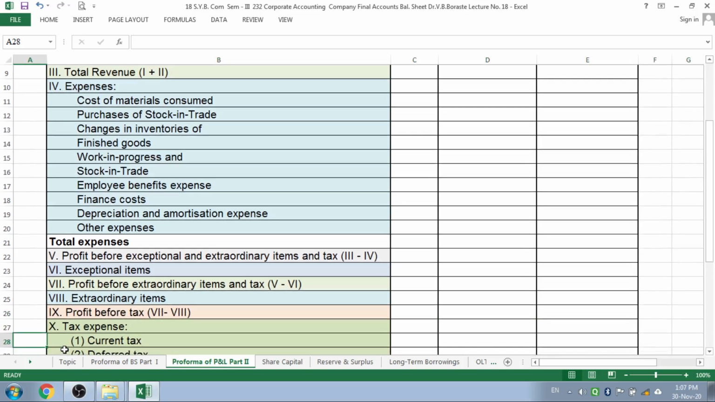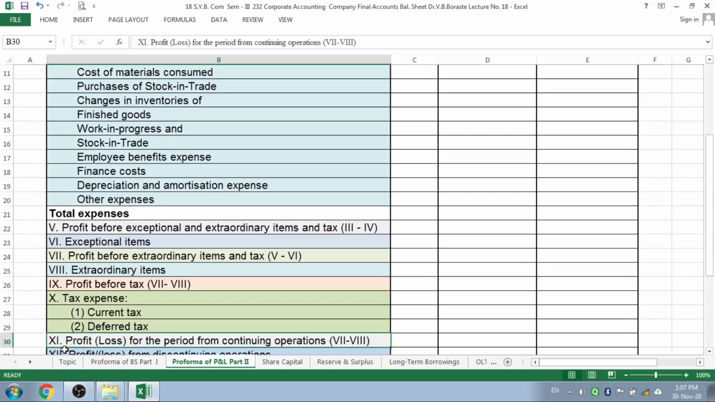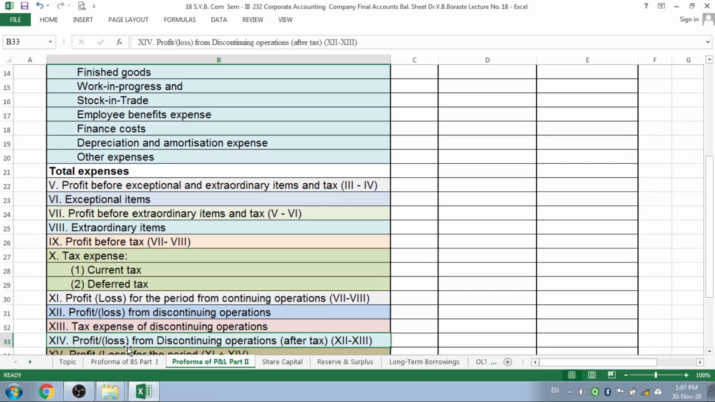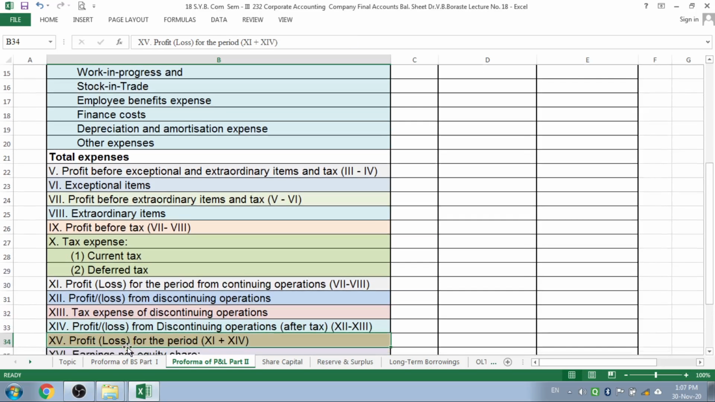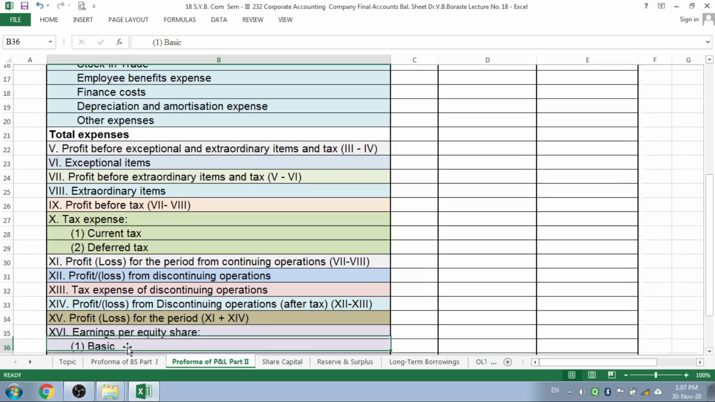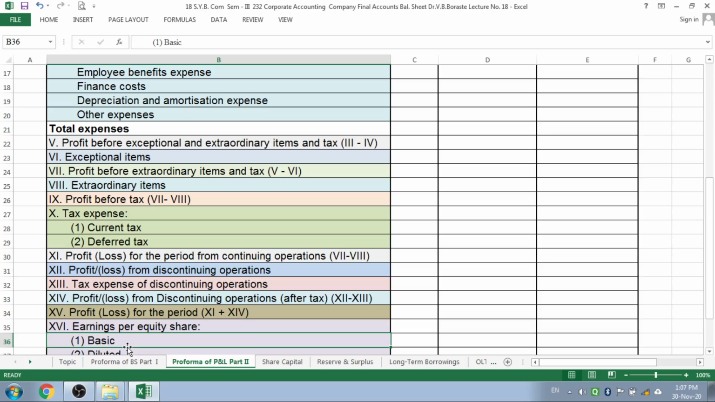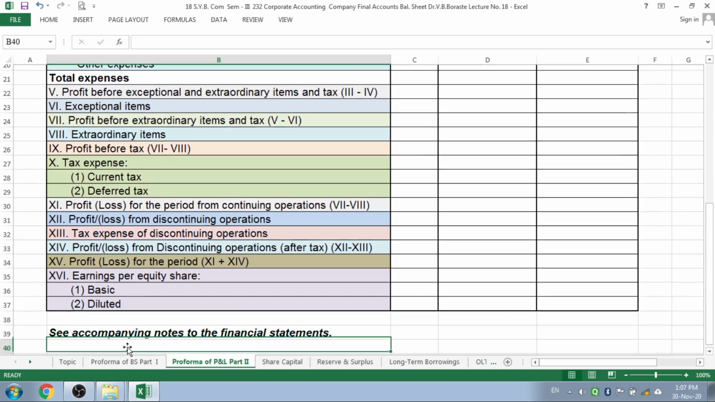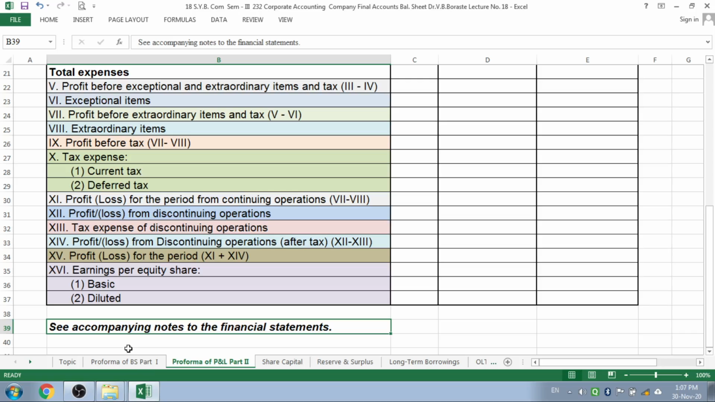After that there are some tax expenses, which are current tax and deferred tax, then profit or loss, whatever it may be, for the period from continuing operations, that is 7 minus 8, which we have calculated over here. Then profit or loss from discontinued operations, we have to mention over here. Then tax expenses of discontinuing operations, profit or loss from discontinuing operations after tax, profit or loss for the period, earnings per equity share, which is subcategorized as basic as well as diluted. So this is nothing but the pro forma of profit and loss account.